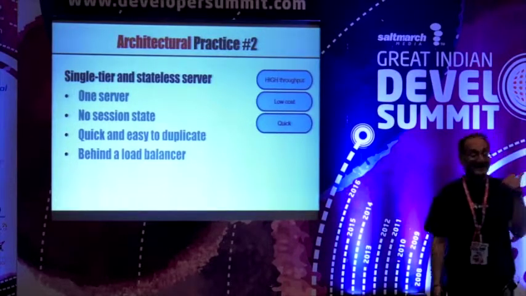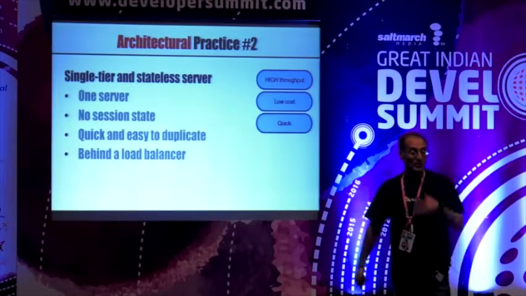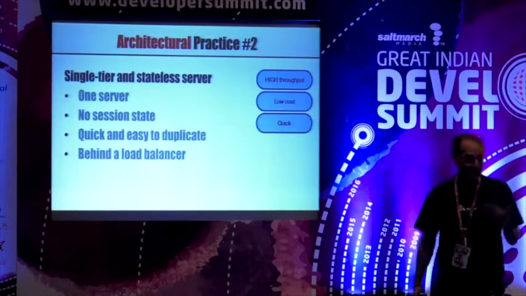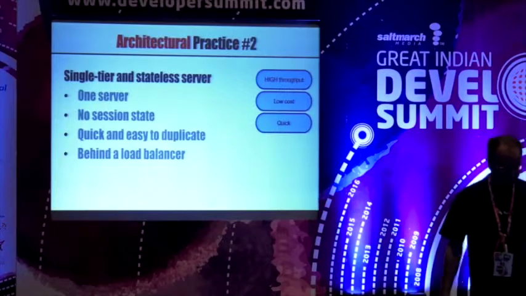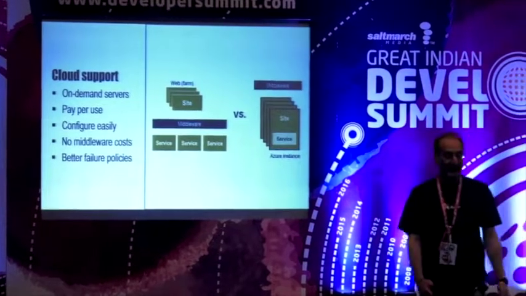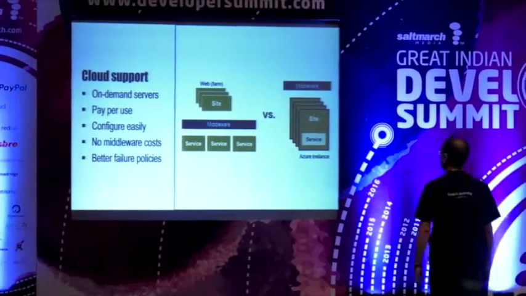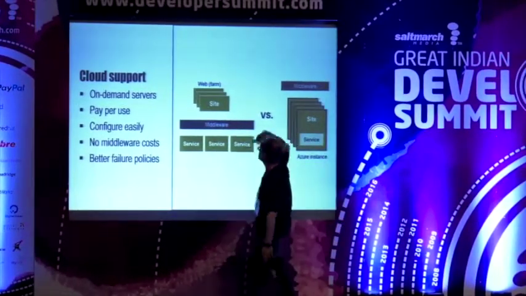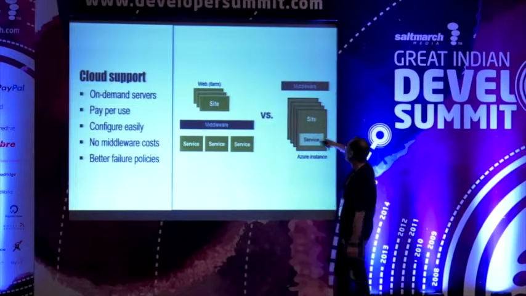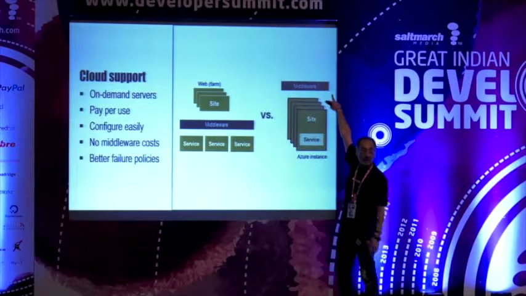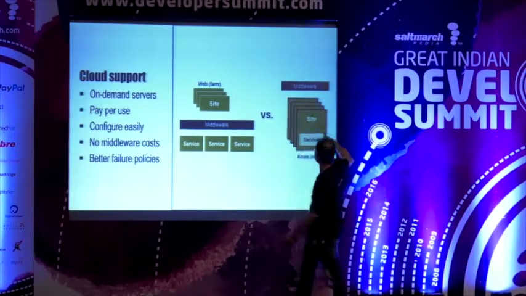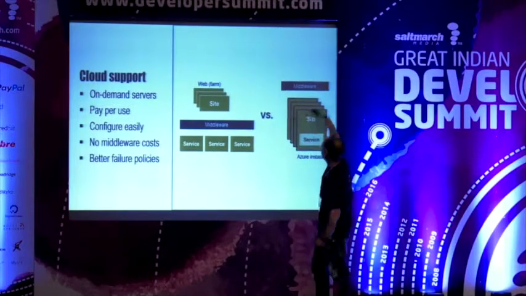Single tier, coming to the cloud architecture, how this works with the cloud. Single tier and stateless servers. So one server, no session state, gives us applications quick and easy to duplicate and trivial to put behind a load balancer. So we are moving essentially, thinking with the cloud in mind, from this schema to this one in which the middleware is provided by the host, the cloud host. We just have a single site with anything in it.